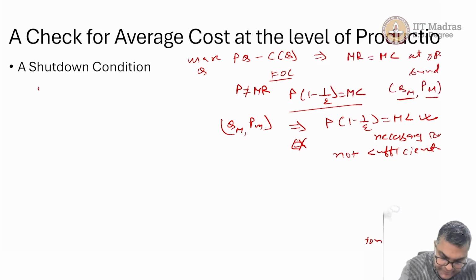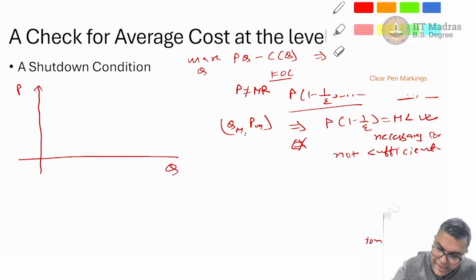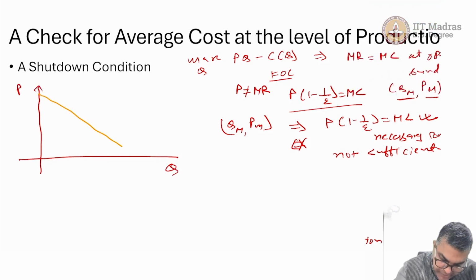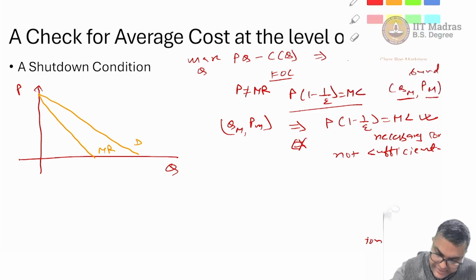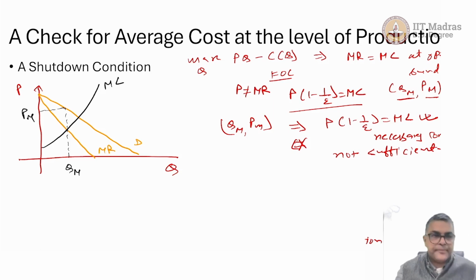We have here Q, here we have P, and we have a downward sloping demand curve. Let us say this is D, this is MR, and let us say this is MC. It is from here, where MR is equal to MC, that we get QM, and at QM, using the demand function, we get PM. This is what we did in the earlier video.